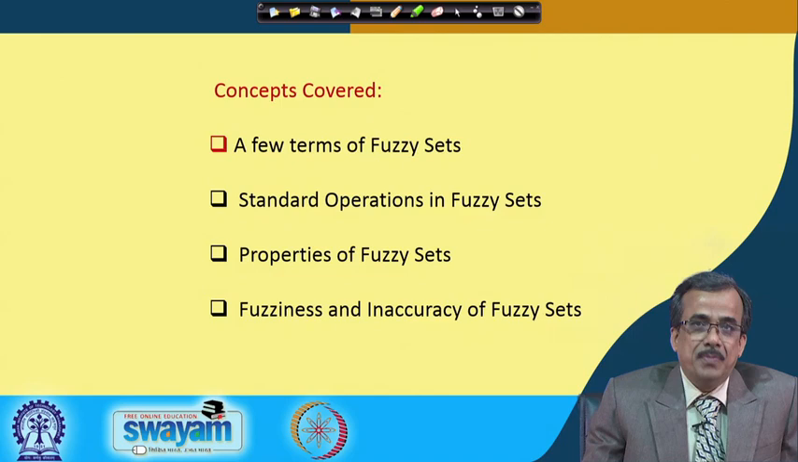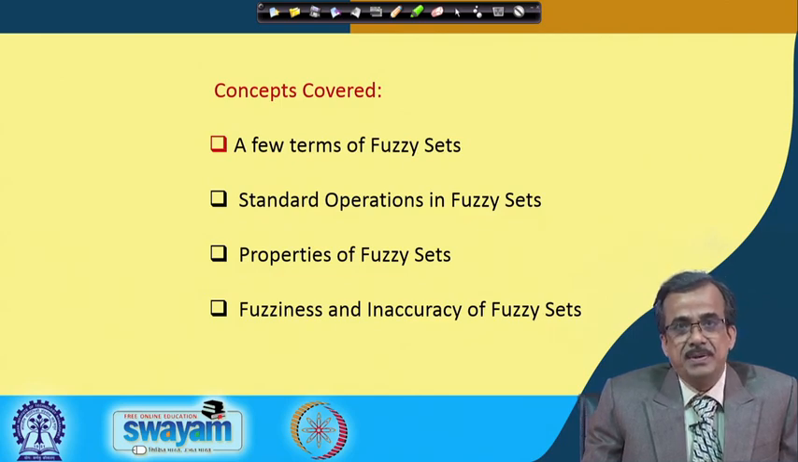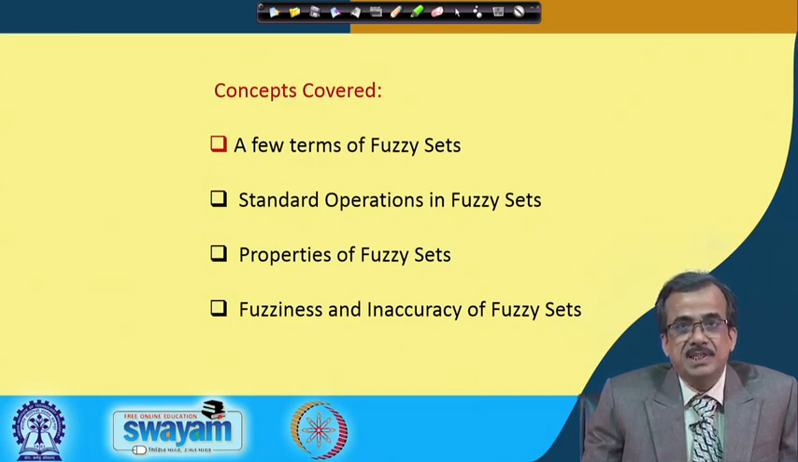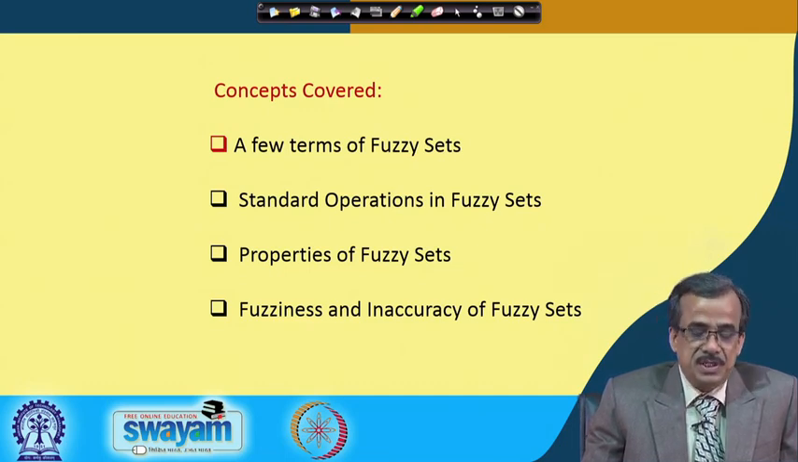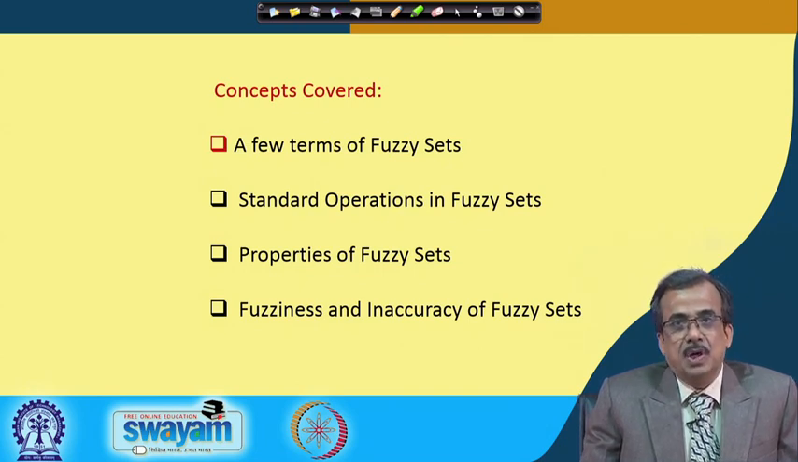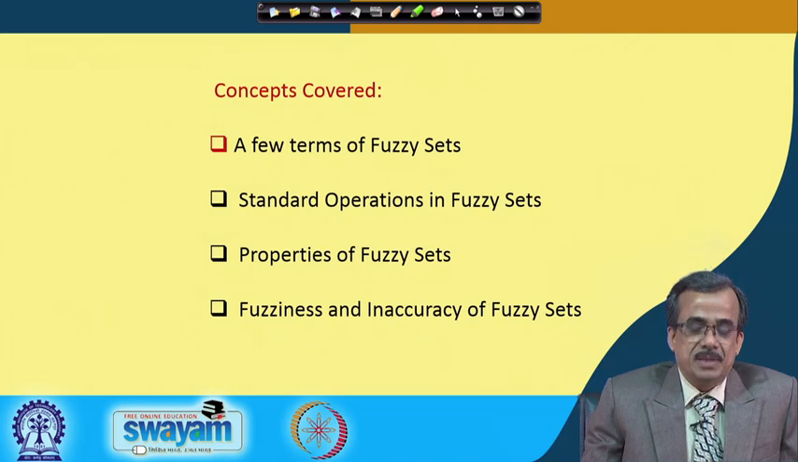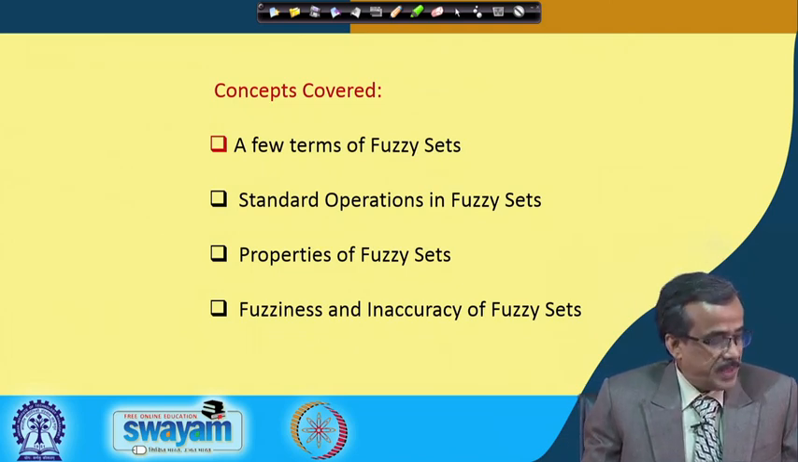The properties of fuzzy sets will be explained, and at the end, two terms, namely fuzziness and inaccuracy of fuzzy sets, will be defined, and we will be solving some numerical examples on how to determine the fuzziness and inaccuracy of fuzzy sets.